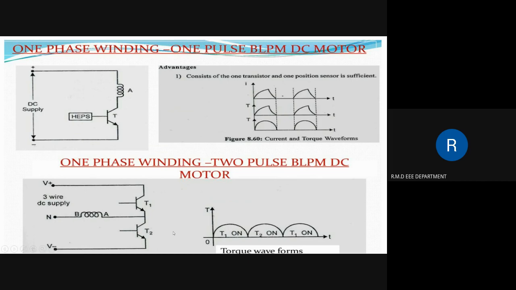The merits of this one phase winding 2 pulse brushless permanent magnet motor: the winding utilization is better, the torque developed is more uniform, the transistor utilization is less, and the circuit needs a 3-wire DC supply.